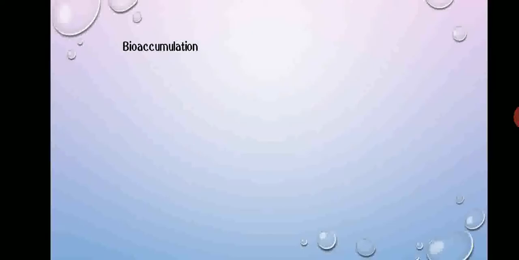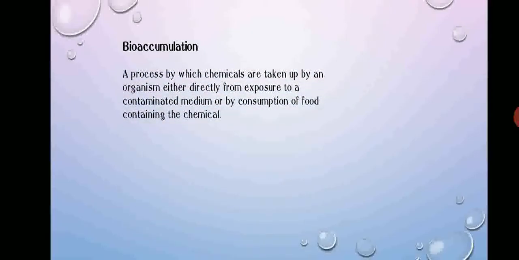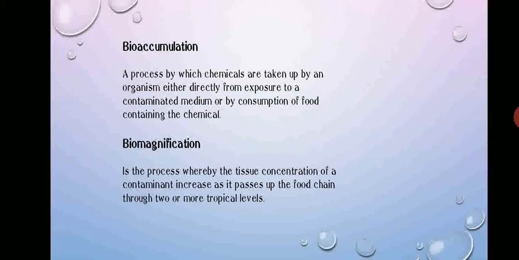According to the vocabulary of the Environmental Protection Agency, or EPA, bioaccumulation is a process by which chemicals are taken up by an organism either directly from exposure to a contaminated medium or by consumption of food containing the chemical. Biomagnification is the process whereby the tissue concentration of a contaminant increases as it passes up the food chain through two or more trophic levels.